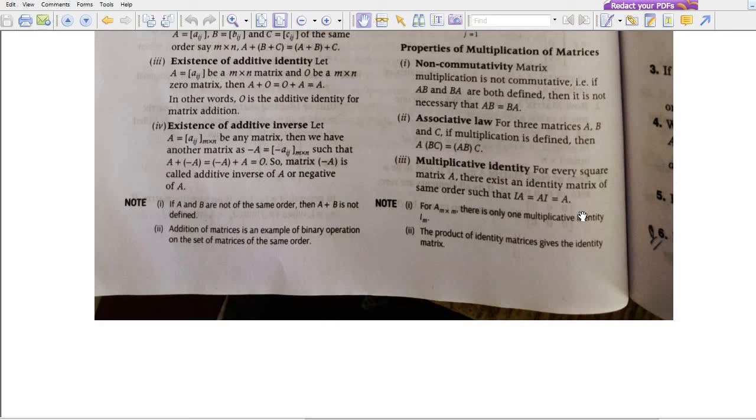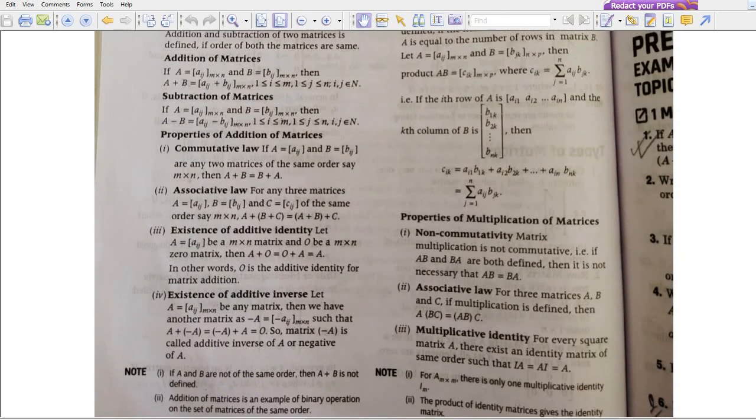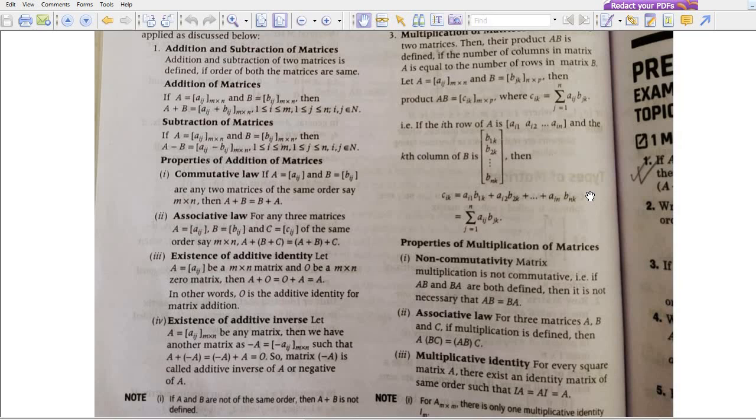Okay. So that's all for today's class. Today I talked about some basic concepts of matrices. Okay. So in the next classes I will start the topic inverse of a matrix. That means how we can find the inverse of a matrix. Okay, that's all for today.